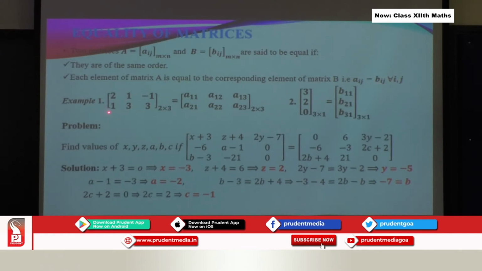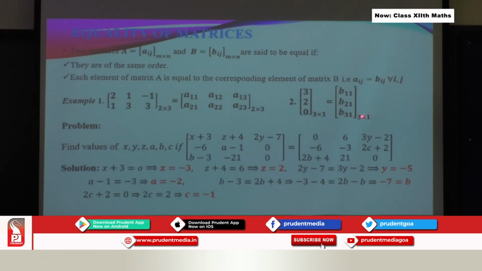Example. Now here, what two conditions are supposed to be satisfied? They have to be of the same order. You can see 2 cross 3, 2 cross 3. So I am saying these two matrices are equal. So I say 2 equals A11. This equal to sign signifies what? What is the value of A11? 2. What is the value of A12? 1. What is the value of A13? Minus 1, and so on. Now look at this here. Now again it is a column matrix. This is also a column matrix.